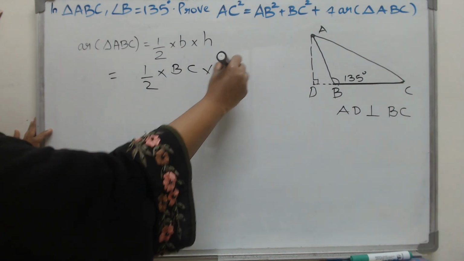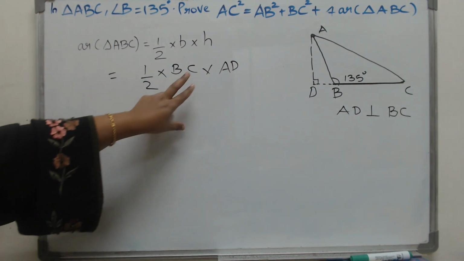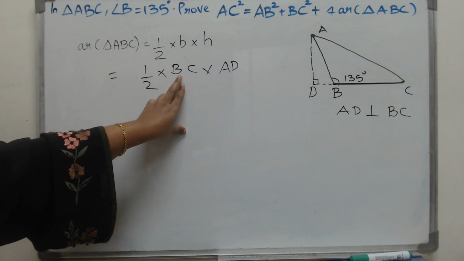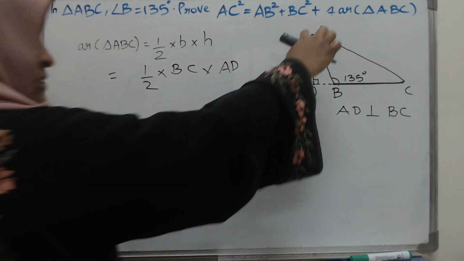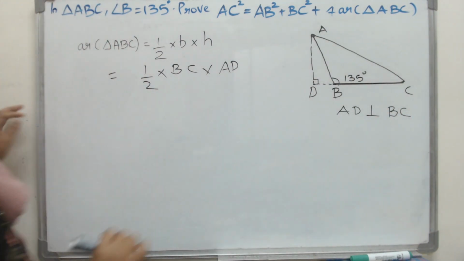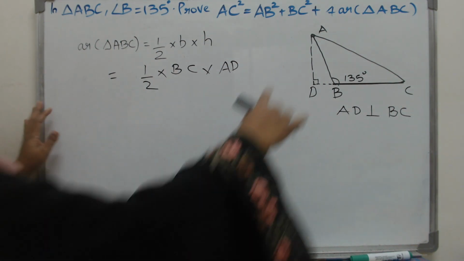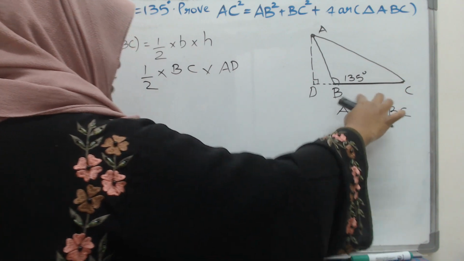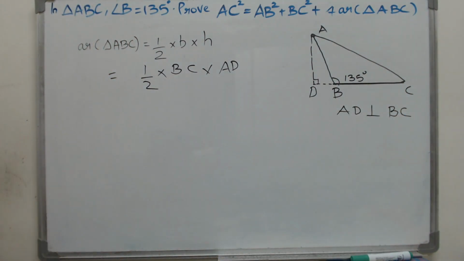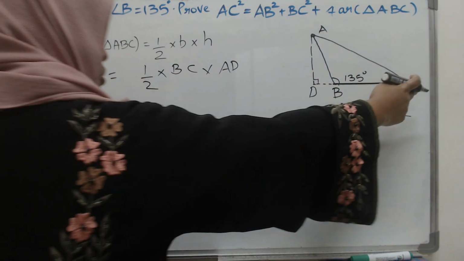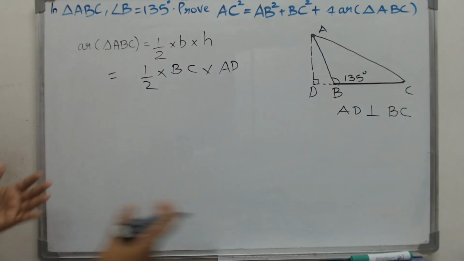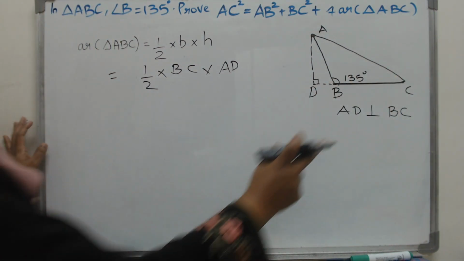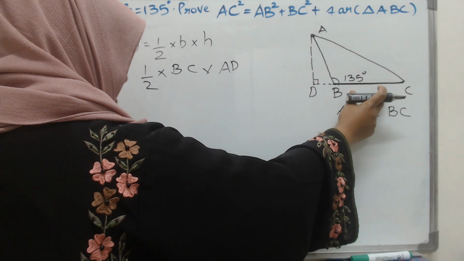Now in this step, please remember that your side is just BC. Your original triangle whose area we are concerned about, it is just ABC. Its original base is just BC. I have often seen the students take the whole of DC as the base. That is not correct. Our original side is just BC.